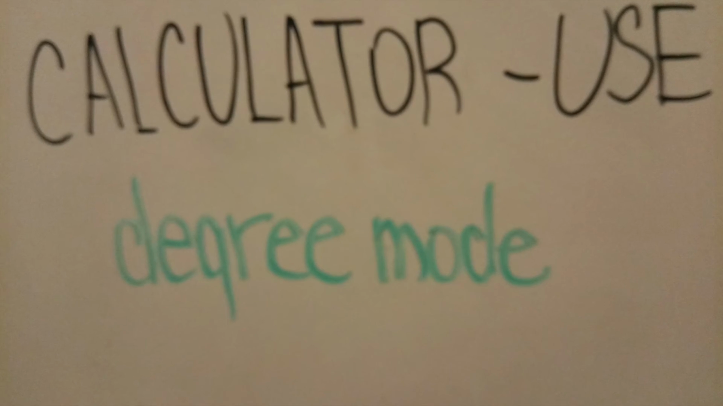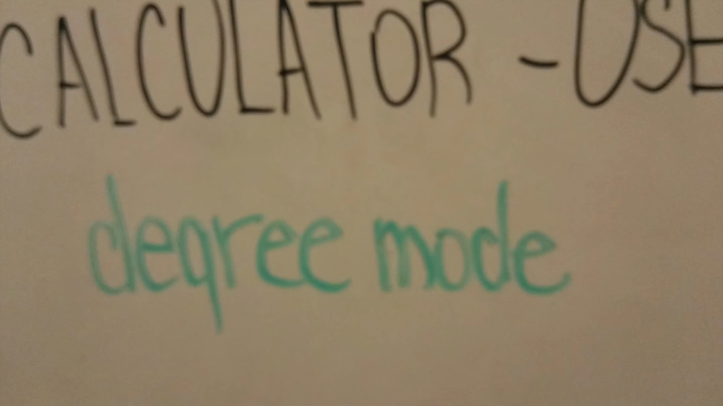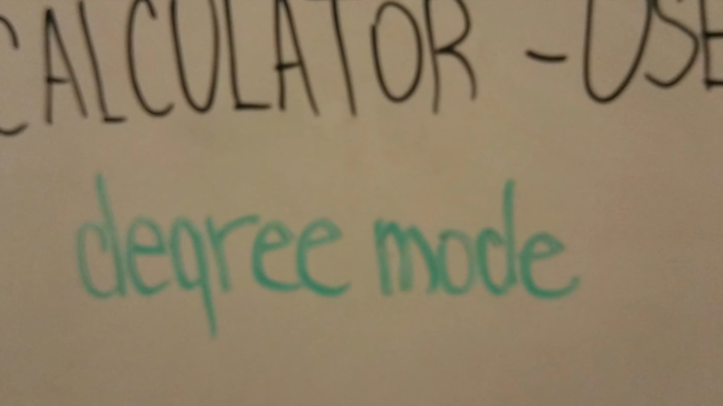If your calculator did not get the same answer, it is because it is on radian mode. To get the same answer, you need to switch to degree mode.